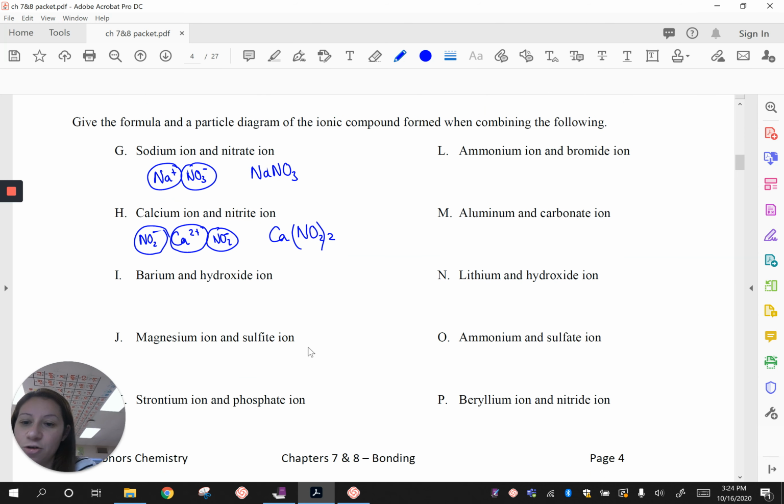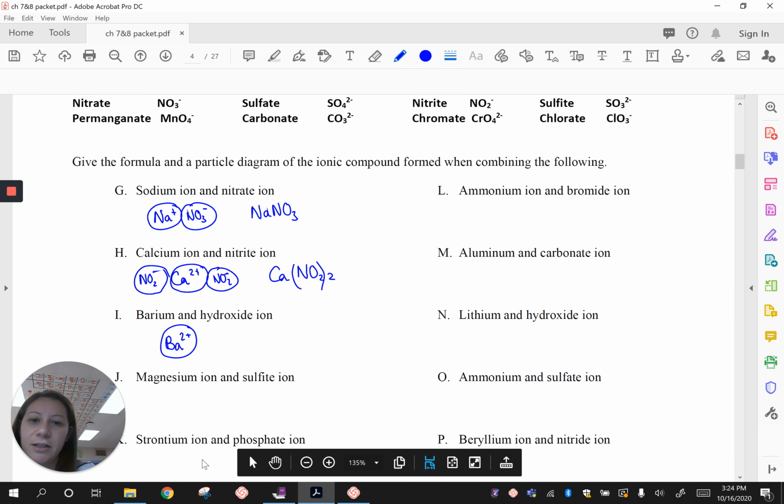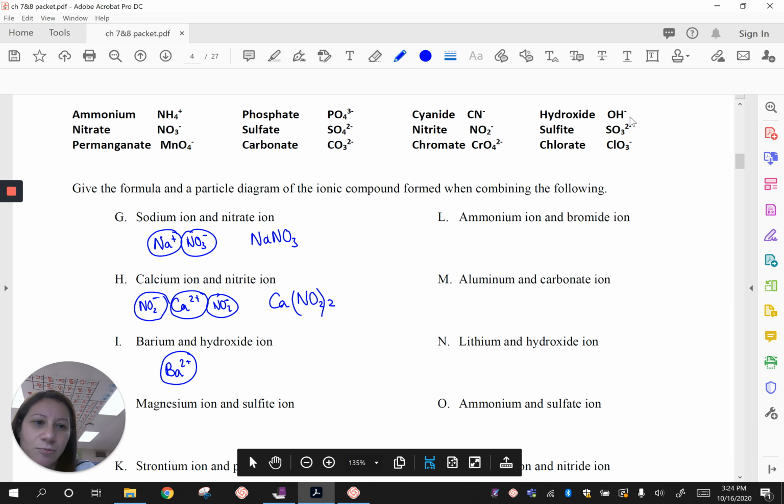Let's try barium hydroxide. Barium is in group 2, so it looks like this. Hydroxide is OH minus right here.